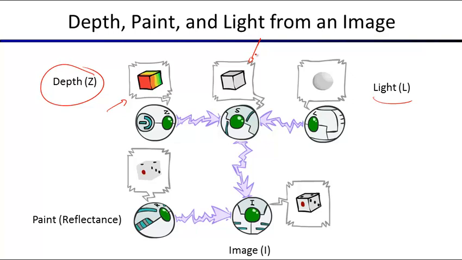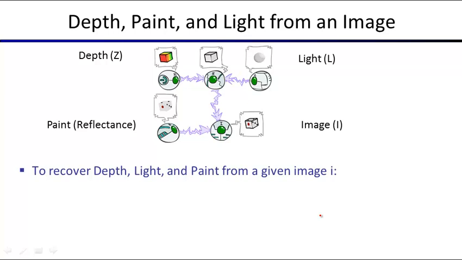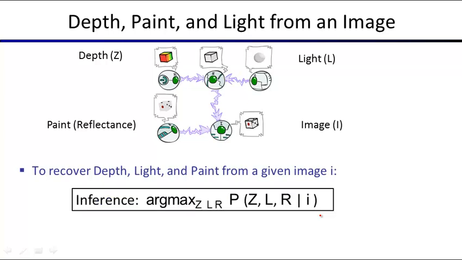But you wouldn't know yet what kind of paint is on your shape. So paint or reflectance is another variable here. Once you combine that with the rendered shape, you get the actual image, which could look maybe something like this. And so what we're after now is, given the image, can we back out what's the paint, what's the depth, and what's the light? So here's our Bayes-net again. We want to recover from just the image paint, depth, and light. So that's just a standard probabilistic inference query, finding Z and R, the most likely ones, given the image.